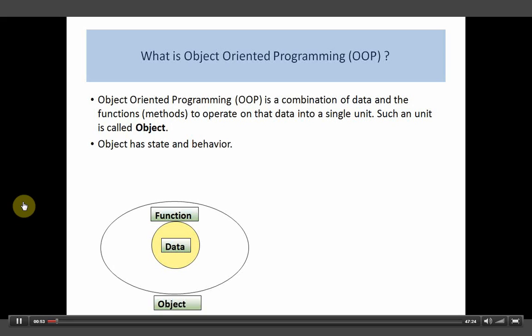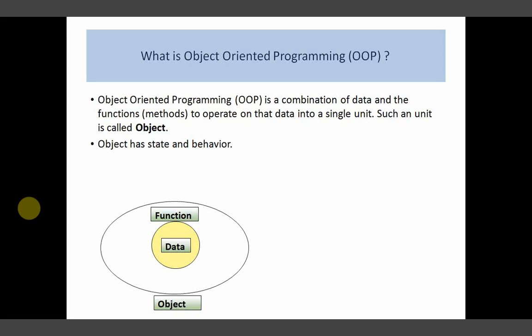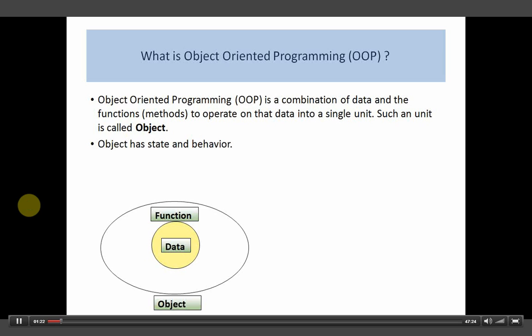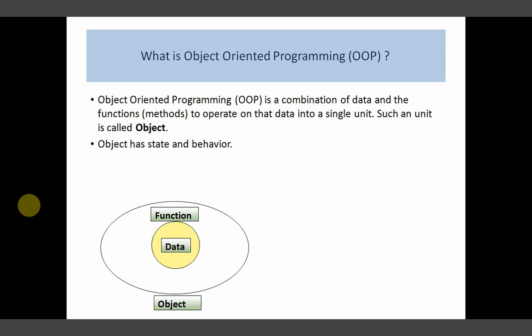So basically, what is object-oriented programming? Object-oriented programming is a combination of data and functions to operate on that data in a single unit. Such a unit is called an object. See here, object-oriented programming contains data and functions. So we will be playing with manipulation of data through the functions, that is also called methods.